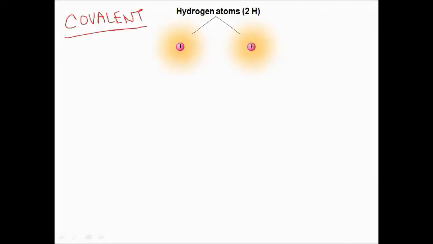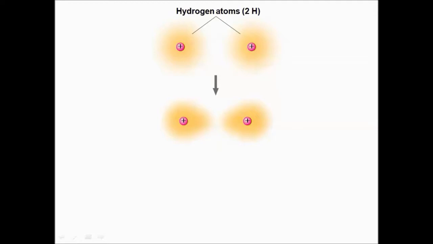So the first one we're going to get into is a covalent bond. Here we have two hydrogen atoms. Remember, their atomic number is equal to 1, so that means each of these has one electron. Here's the nucleus. There's one proton, and there's an electron out here that's zipping around this orbital. Same thing for this guy. There's one electron over here zipping around this orbital.